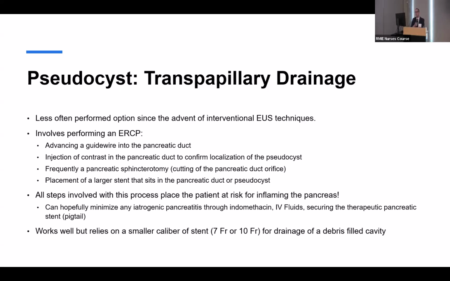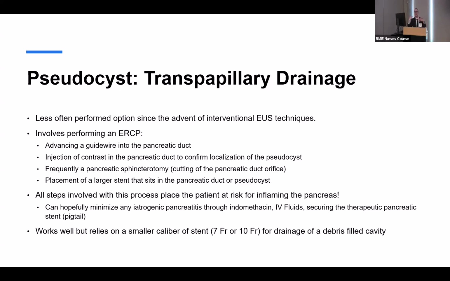So what you'll do is you'll place your pancreatic duct stent. You'll inject some contrast to help localize where the pseudocyst is really taking off, so seeing where the injury is. Often your endoscopist will do a sphincterotomy in the pancreatic duct. So we think about biliary sphincterotomy. This is one of the indications for pancreatic orifice sphincterotomy.